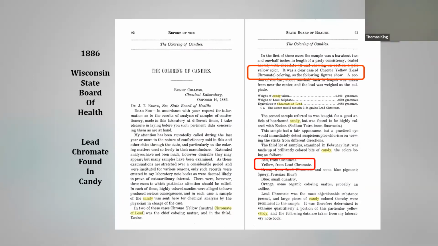Here's another case, back in 1886, where the Wisconsin State Board of Health found candy contaminated with lead chromate. Next slide.